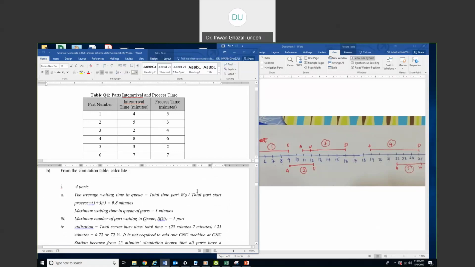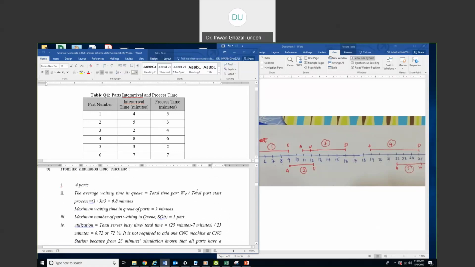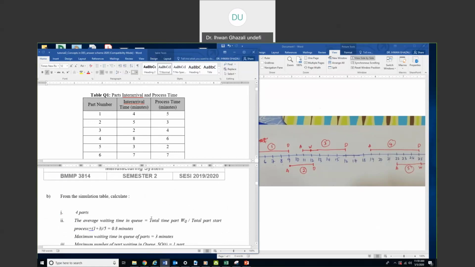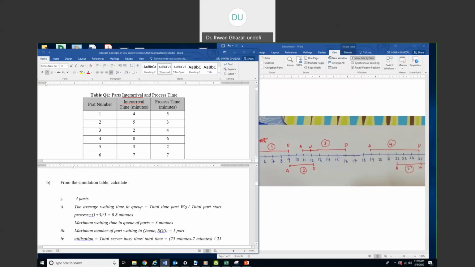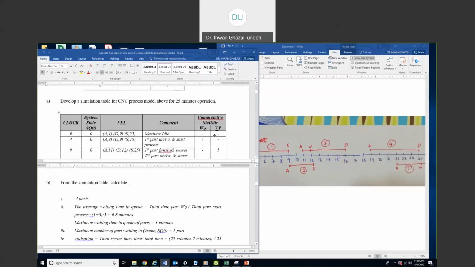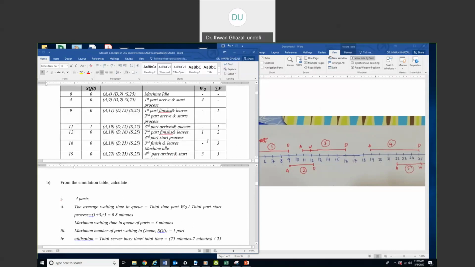Now we try to answer this. Actually, to evaluate, what is the question? Total number of parts that can be finished is 4 parts. And then the average waiting time in the queue. So the total time in the queue, WQ, over total parts that start process, is equal to 1 plus 3. You can see here the time for the queue.